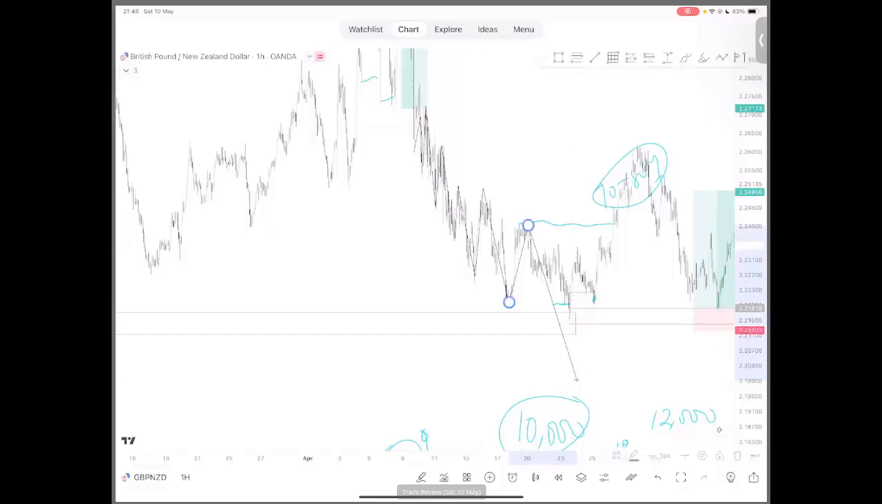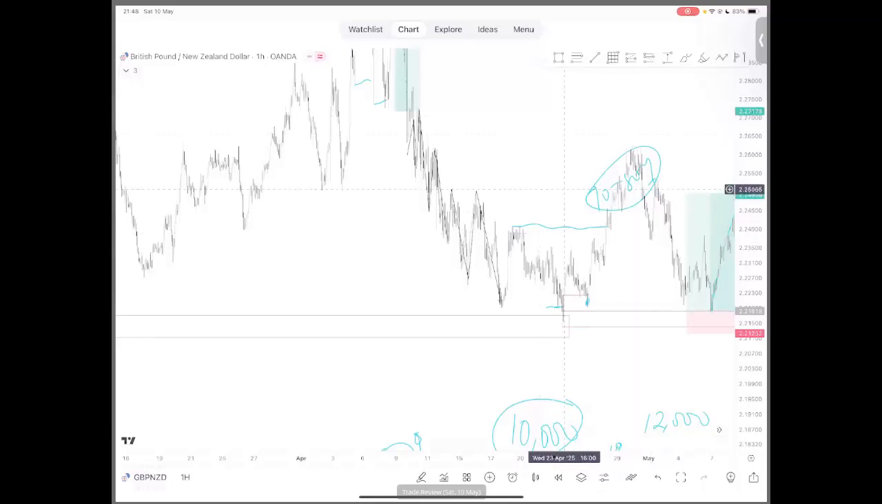All right. So for something just like this, you need to see price take out the previous lower high. I told you, you need to see price take out the previous lower high. So in cases like this, you're going to be using pattern confirmation.